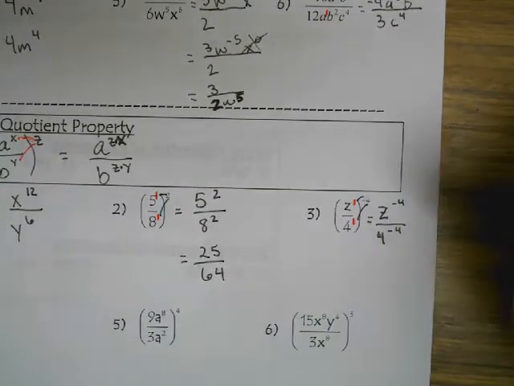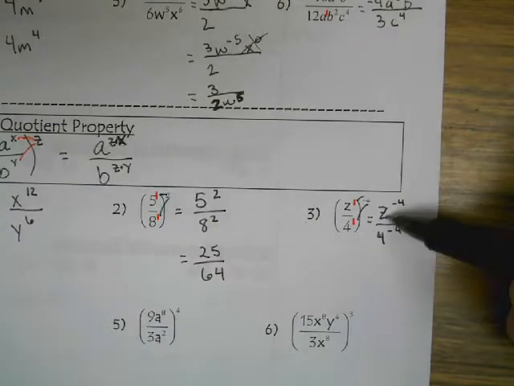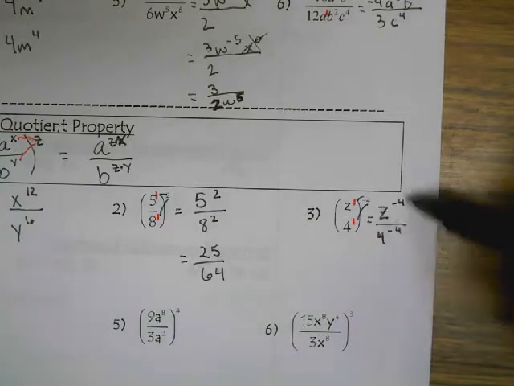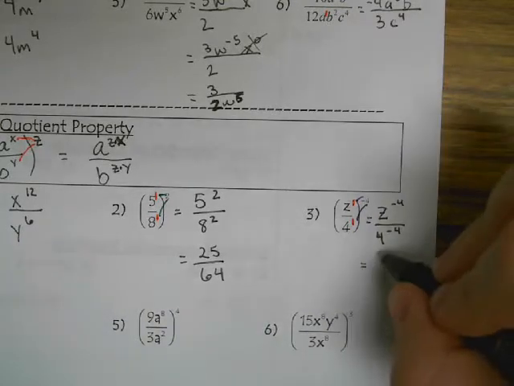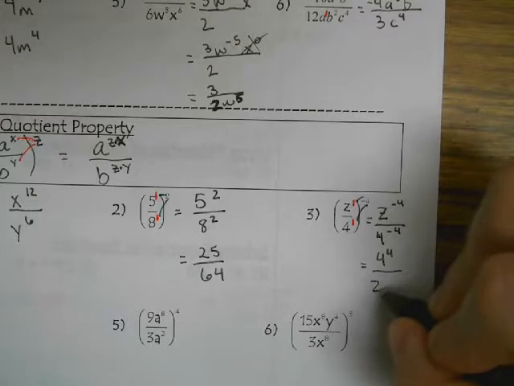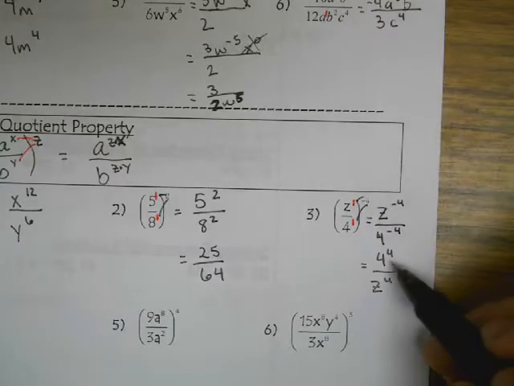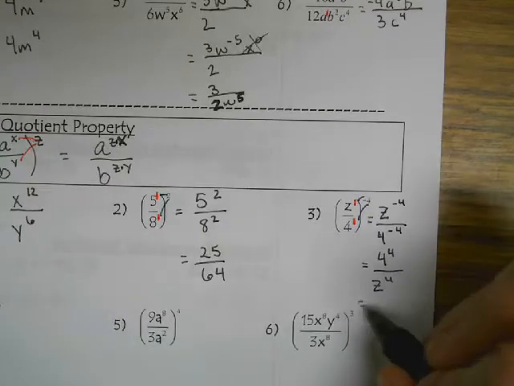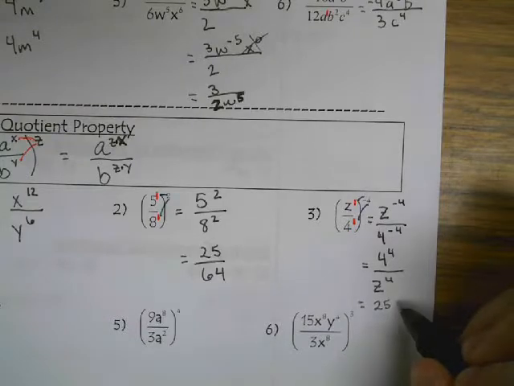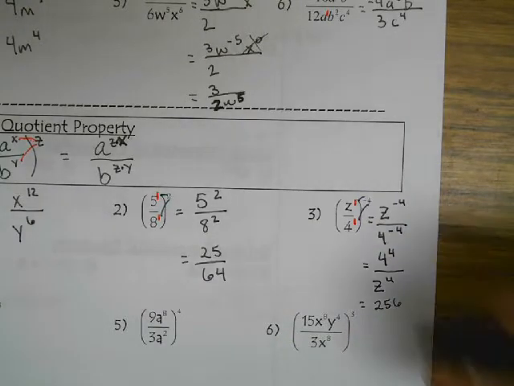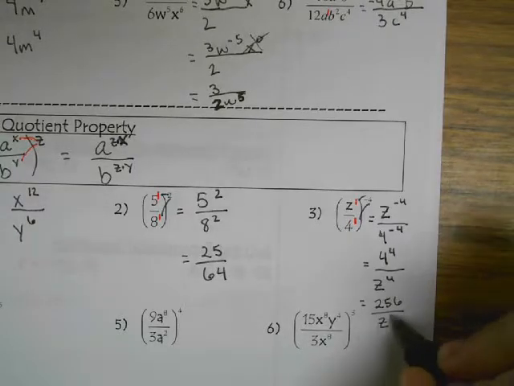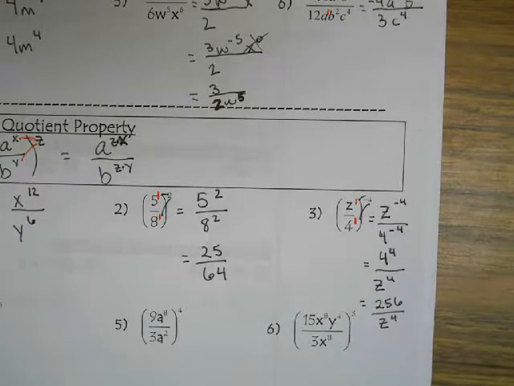Now since we have negative exponents, we've got to do some moving. Z's in the numerator with the negative, so we're going to move this z and its 4 down, and 4 with its negative will move up. So this is really equal to 4 to the 4th over z to the 4th. Now we'll simplify our numbers. 4 to the 4th will equal 256, I believe. 256, and the z to the 4th stays the z to the 4th, and then we're done with the problem.